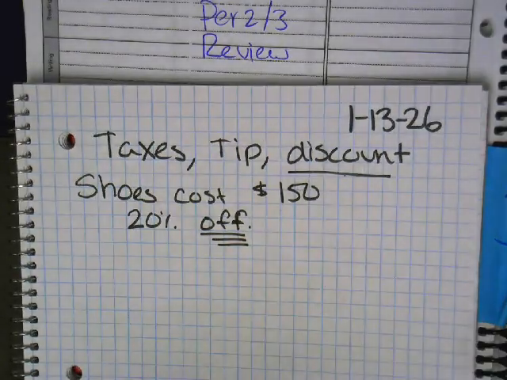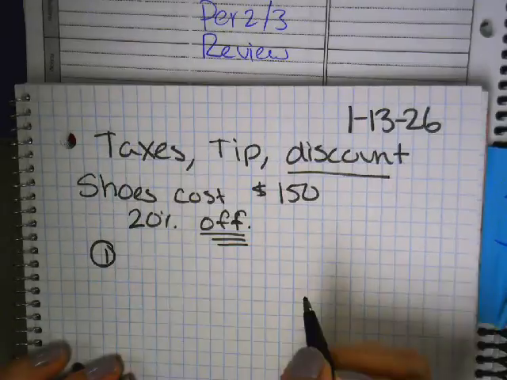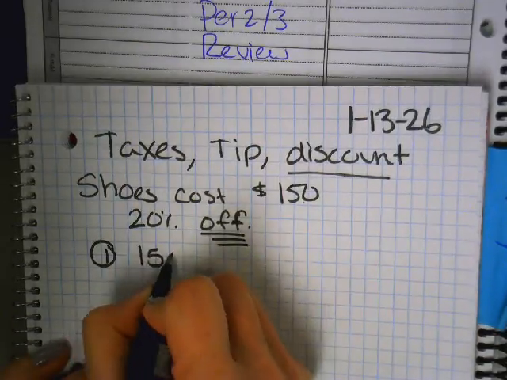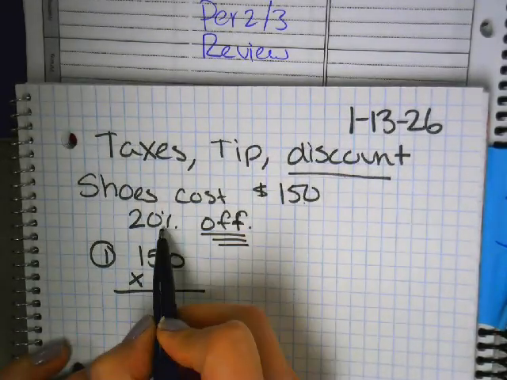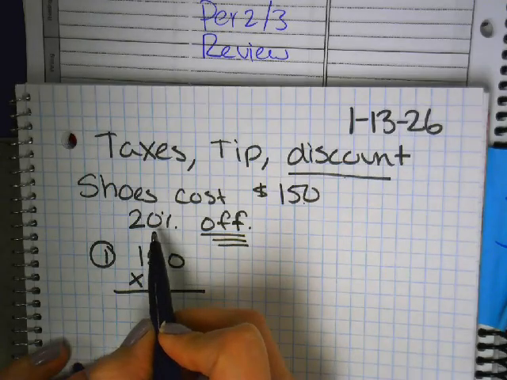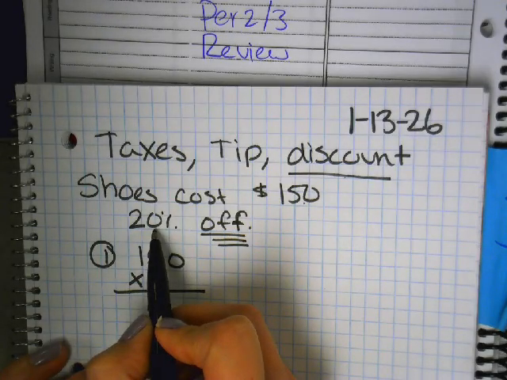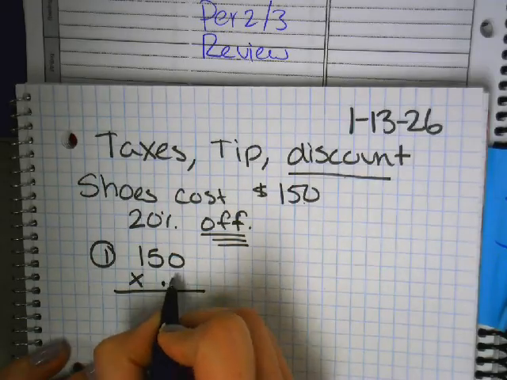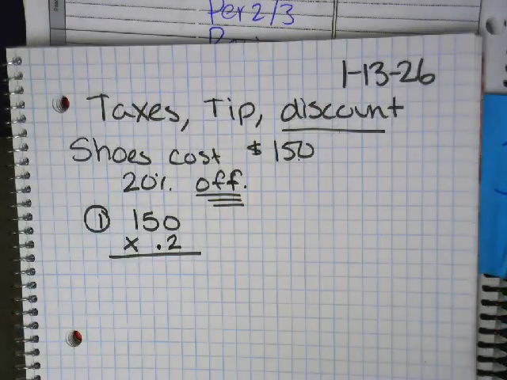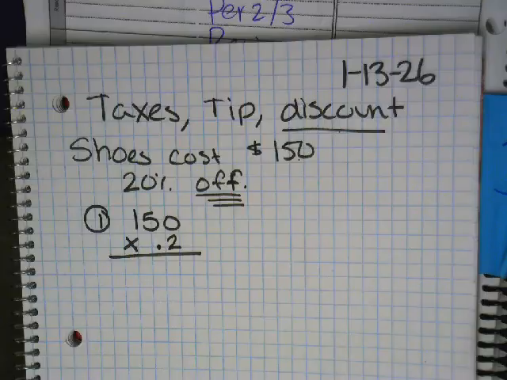All right, so what's our first step? Take the price, $150, and we're going to multiply it by your percent written as a decimal. What is 20% written as a decimal? That's right, 0.2.